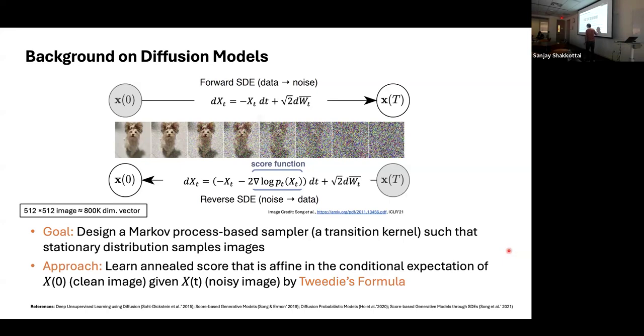So I start with a random vector x0, or x capital T, let's say moving backward in time. dxt means that there's a slight difference in time. How much change will happen? It consists of two parts. One is called the drift or the velocity field. The other is called the diffusion field.